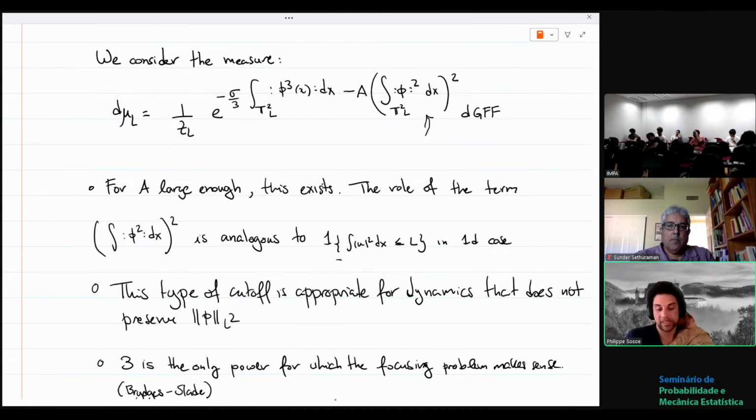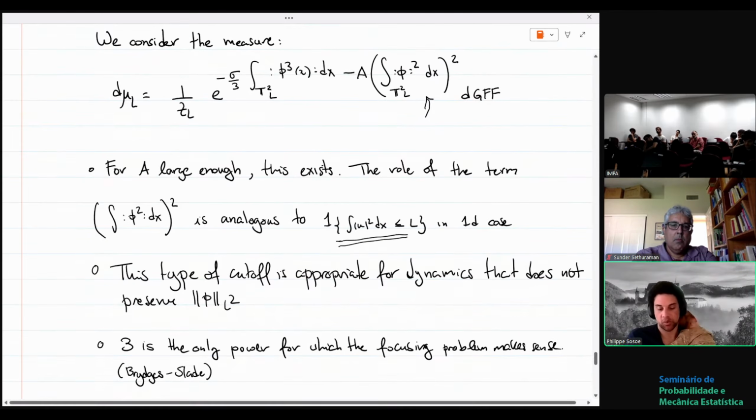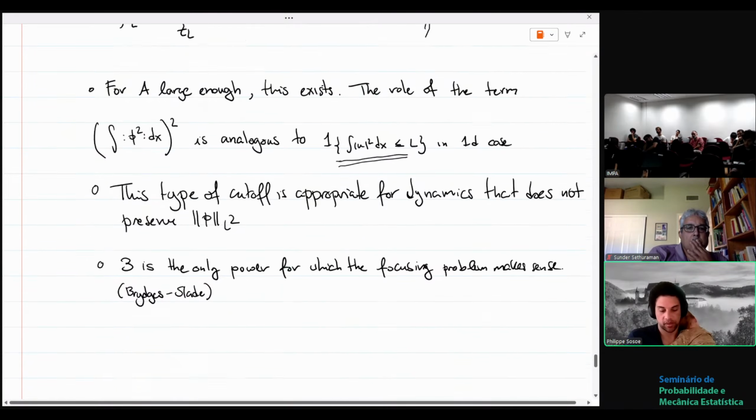The nonlinear Schrödinger equation had this special property that the L2 norm is conserved. So if you added this to the measure, you could still hope that the dynamics would be invariant. This does not work for hyperbolic dynamics or the dissipative dynamics, something like a nonlinear heat equation with white noise. And as I said, 3 is the only power for which the focusing problem makes sense.